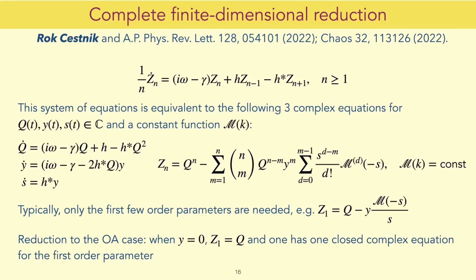Now, what was our contribution to this field? So we, with Rok Cestnik, postdoc in our group, found a complete finite dimensional reduction. What I write here, without derivation because it is rather lengthy, is valid not only on the Ott-Antonsen manifold, but everywhere in the phase space. So there are three complex variables which obey these equations, and there is one constant function, m, also complex, which doesn't depend on time. And this solves this infinite system with arbitrary initial conditions.